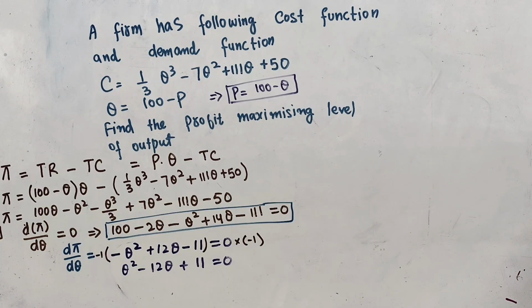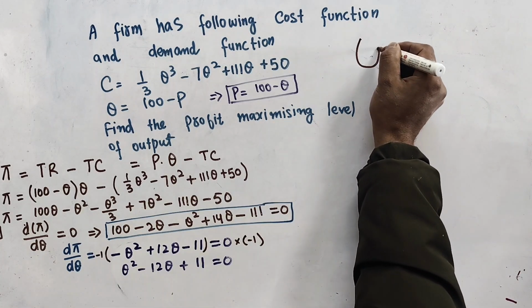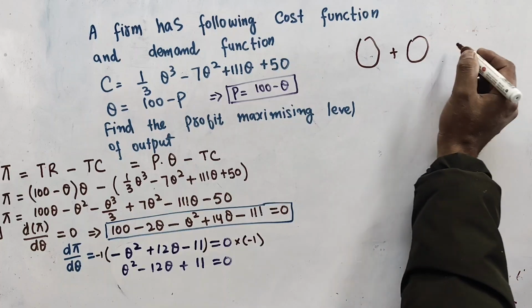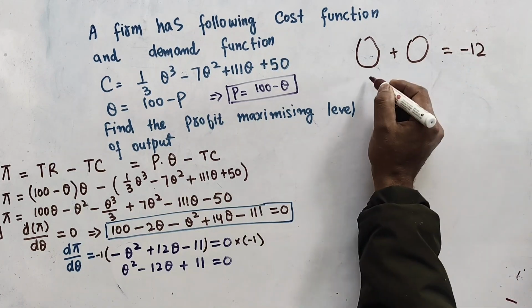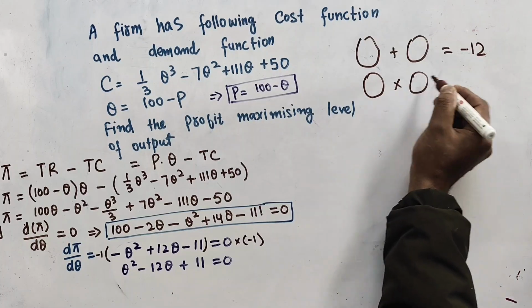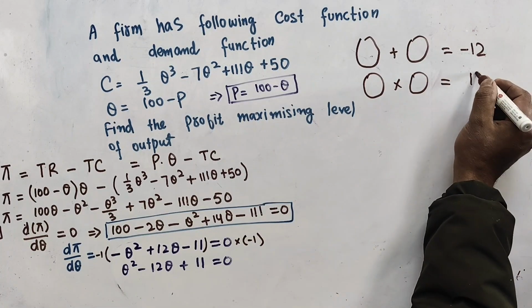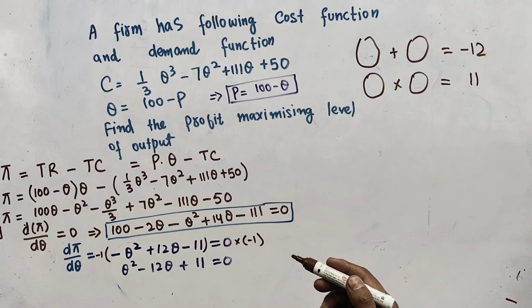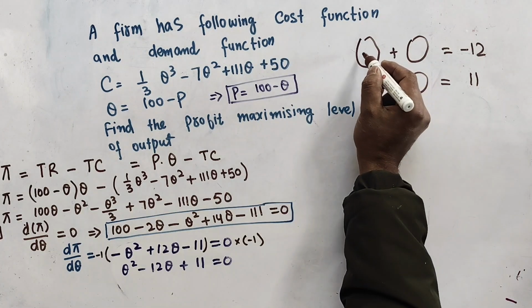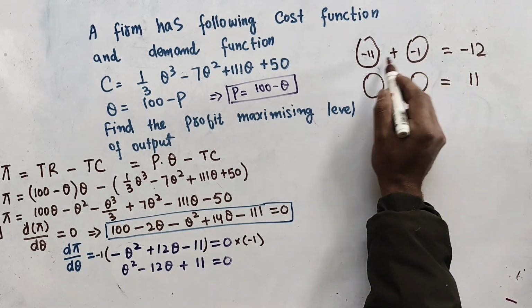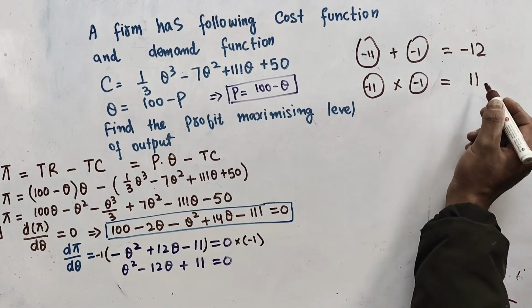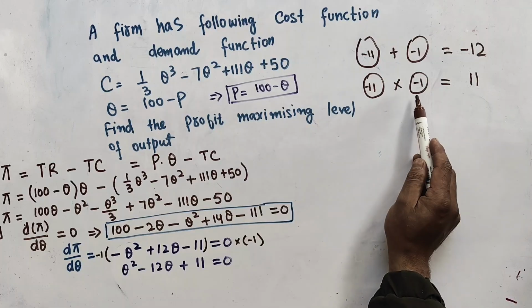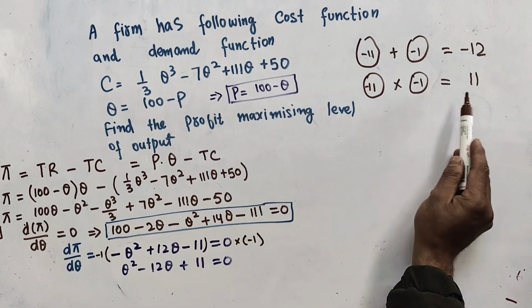Now, since this is a quadratic equation, we need to solve it in such a way that the sum of the two numbers should be equal to the coefficient of the middle term, which is minus 12, and the product of the same two numbers should be equal to the constant term, which is 11. So by visualizing this, we can see minus 11 and minus 1 satisfy this condition. So negative 11 times negative 1 is positive 11.